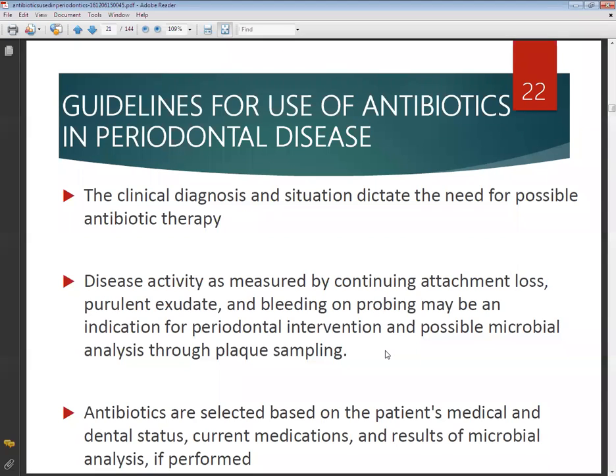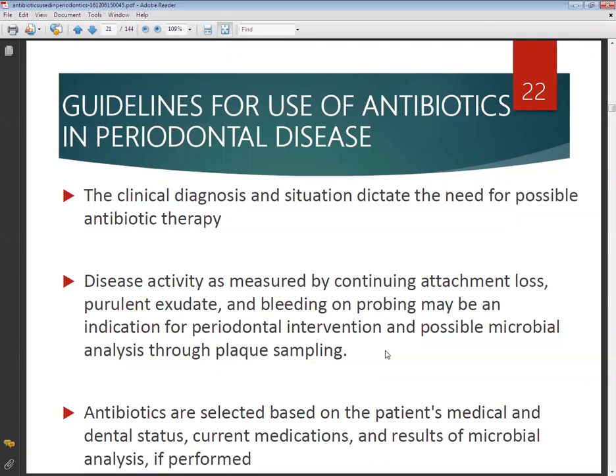The second guideline is disease activity. On clinical examination, whether there is continuous attachment loss, purulent exudate, or bleeding on probing. These clinical parameters should be taken into consideration before administering any systemic antibiotics. Antibiotics are selected based on the patient's medical and dental status, current medications, and results of antimicrobial analysis.